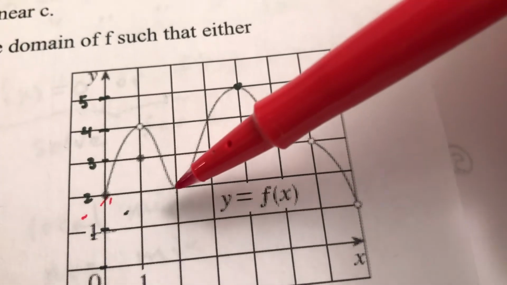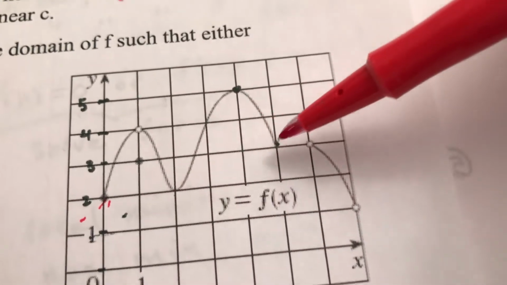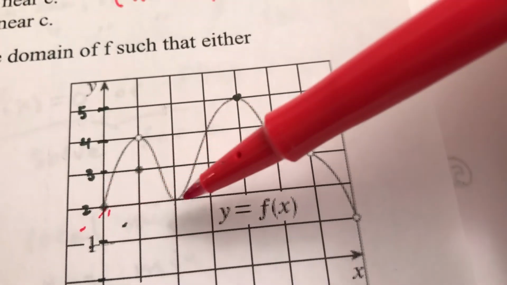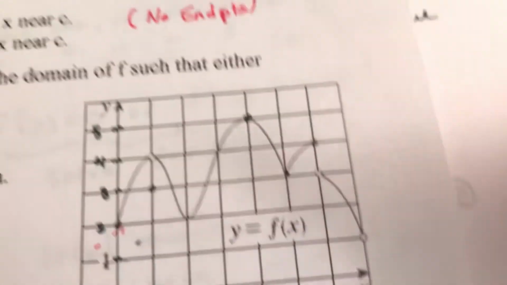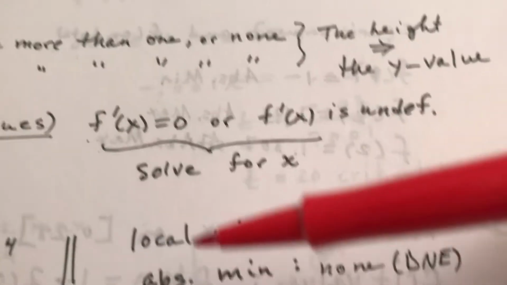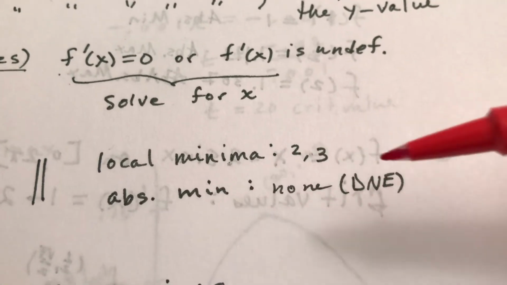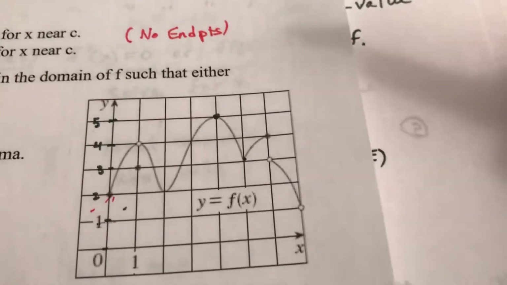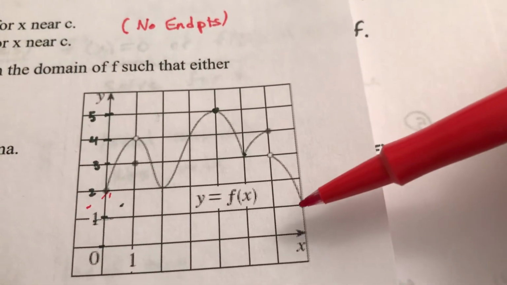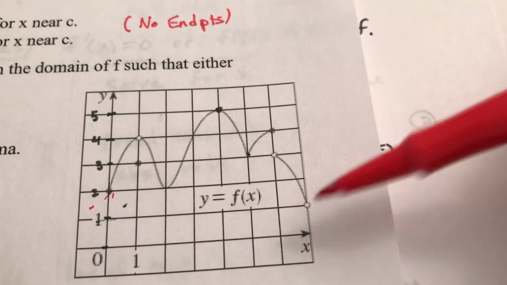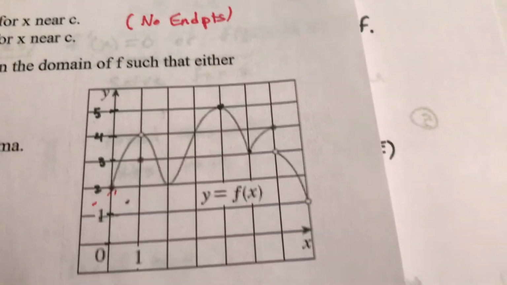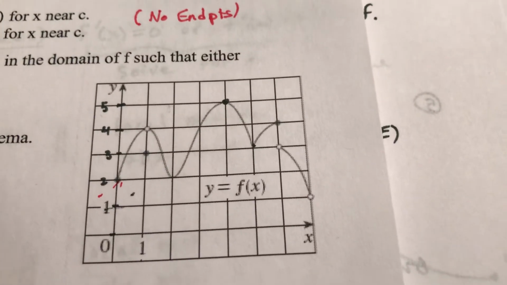So our two local minimums are here. And we say the local minimum is 2 and 3. So you'll see that I've written that here. Pardon my shakiness here. The local minimum is 2, 3. And the absolute minimum, there isn't one because there is no absolute lowest point. This looks like the absolute lowest point, but it's undefined. It would have been if that had been solid. So we would say there is no absolute minimum.